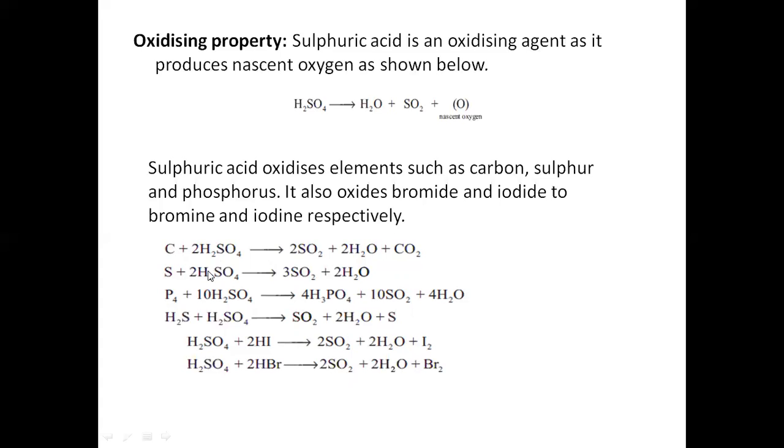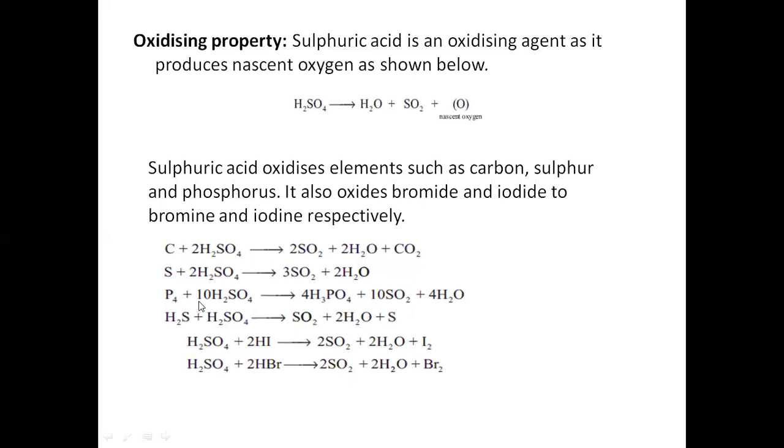Here sulfur reacts with sulfuric acid and gives SO2 and water, H2O. Sulfur is in the zero oxidation state, and in sulfur dioxide, sulfur is in the +4 oxidation state. So the oxidation number is increasing, and we call it oxidation.